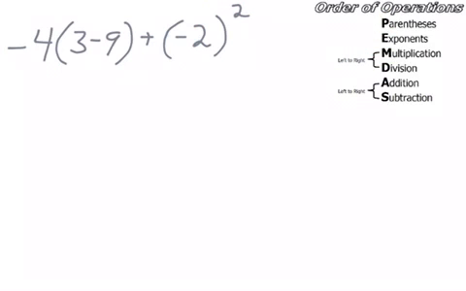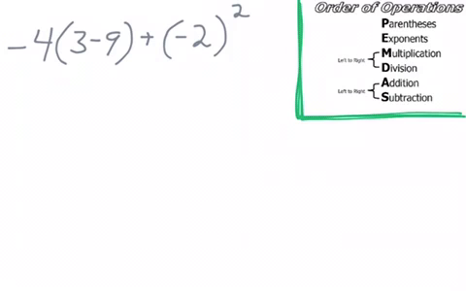Alright, so I want you to try this one. You can pause it. You can work ahead of me here. Unpause it. See if you do it accurately. But I gave you a tricky one. You've got negative 4, you've got 3 minus 9 in parentheses, plus, then a negative 2 squared. I've still got this order of operations here, so make sure you follow this. Go ahead and pause the video, solve it with your partner, and then unpause it, see if you get it right. Go ahead.